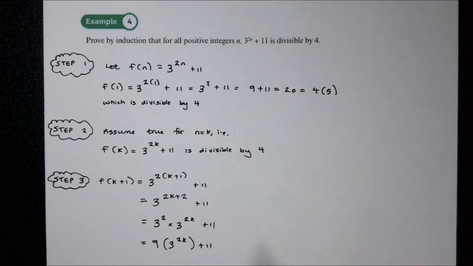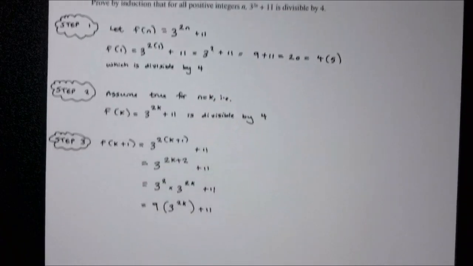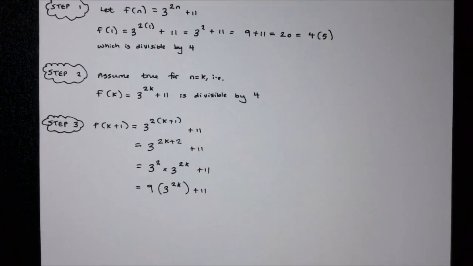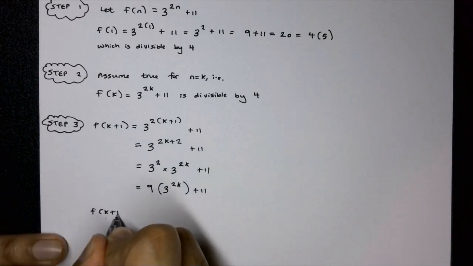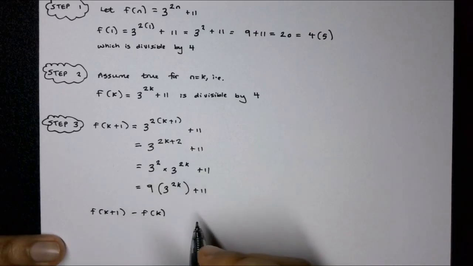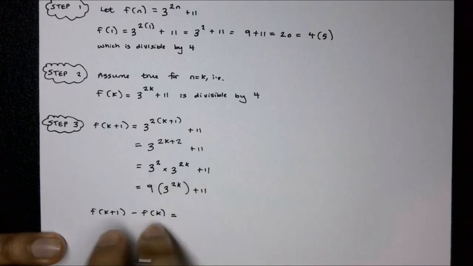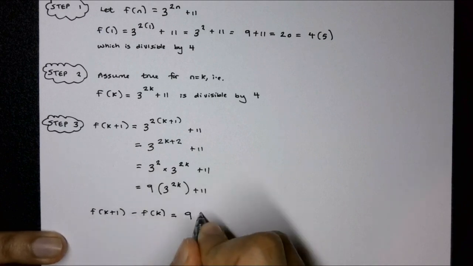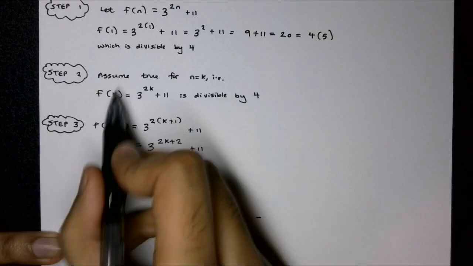So this is our third step. We have made f of k plus 1 over here similar to f of k. And now, to continue on with this, we will now work out f of k plus 1 minus f of k. And there's a specific reason we're going to be doing this, which you'll see. If we work out the difference between these, we've got f of k plus 1, which is 9 lots of 3 to the power of 2k plus 11, minus f of k over here.